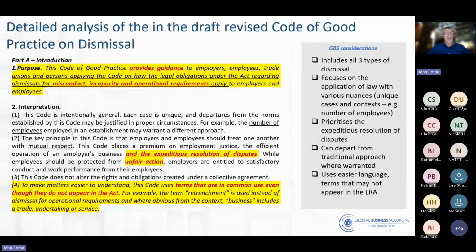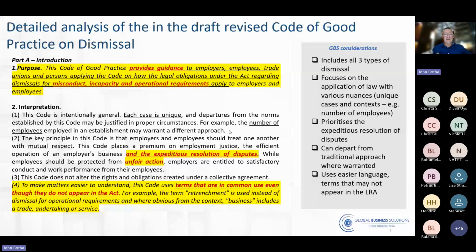You'll see also in this introductory part, it talks about how to interpret these codes, and they say each case is unique. So my example with Krista just being absent, I mean, that doesn't require extended processes compared to a forensic audit, which could take weeks or even months. So each case is unique. And then it says, in certain circumstances, the number of employees in an establishment may warrant a different approach. So they're starting to say to you, listen, look at your number of employees.